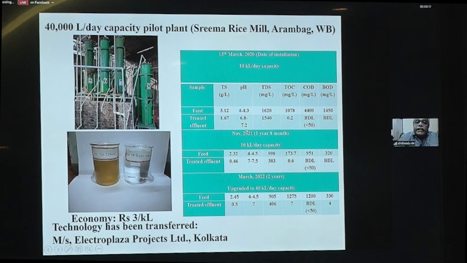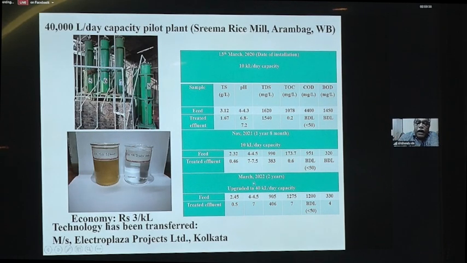The pH of the water in the rice mill is always slightly acidic, around 4. But if you look into the treated effluent, we have data, and this filter has been operating since 2020, and the pH is corrected, and it is now at the normal, natural pH.